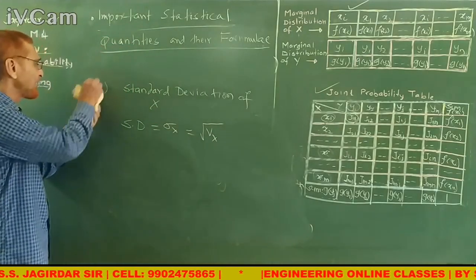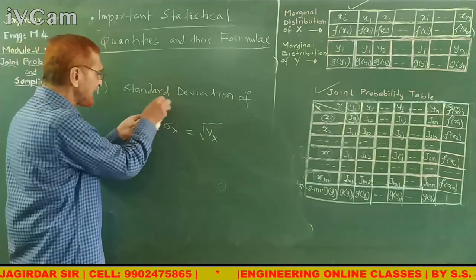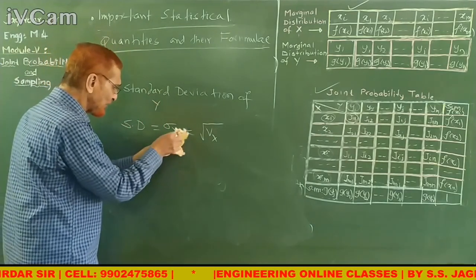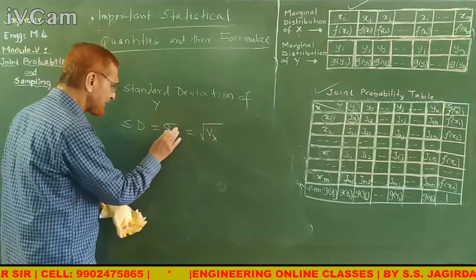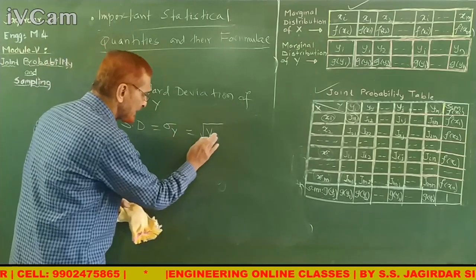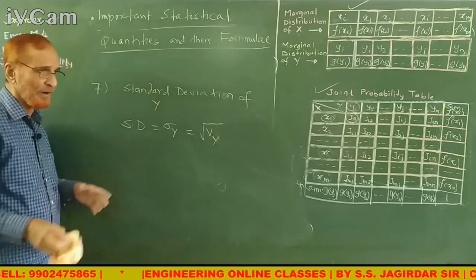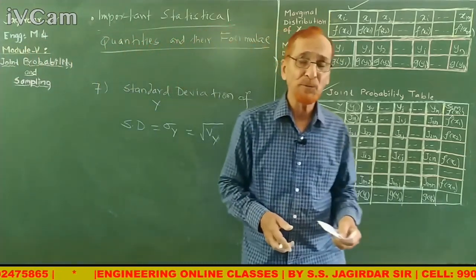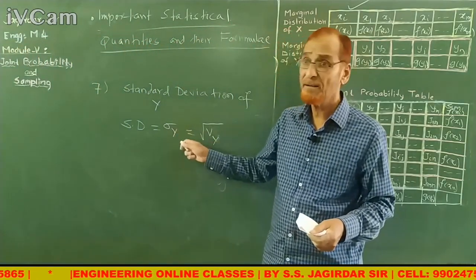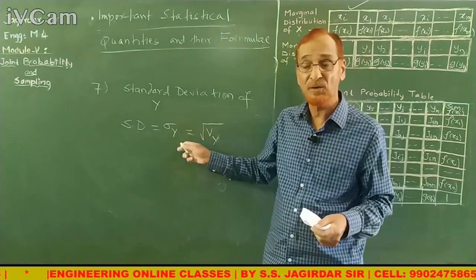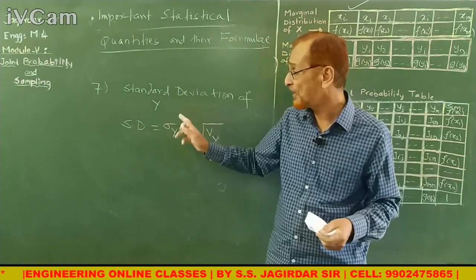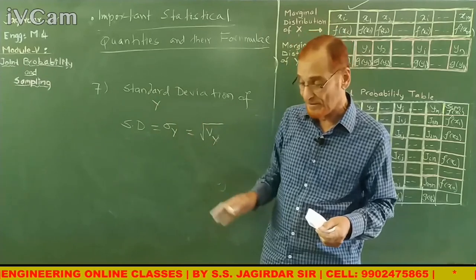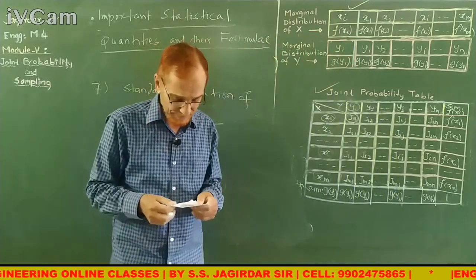Similarly, you can go for the standard deviation of y. Here you have to take the standard deviation of y as the square root of the variance of y. This way you can calculate standard deviations, because in our numerical formulas these are required for every calculation. So these calculations are done with the help of the variance. First calculate the variance, then take the square root.